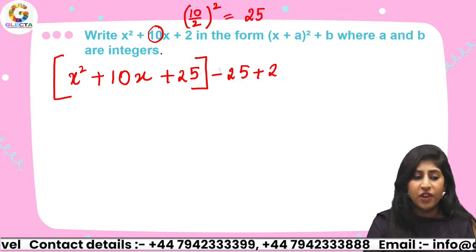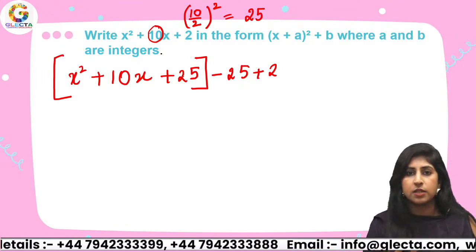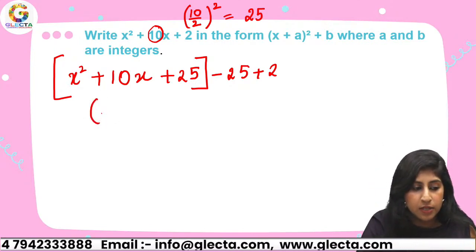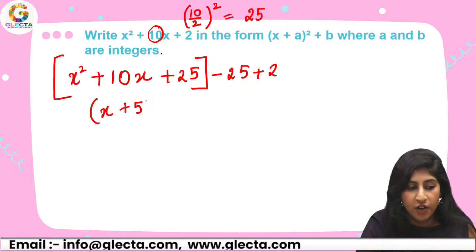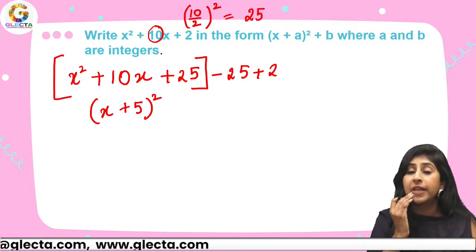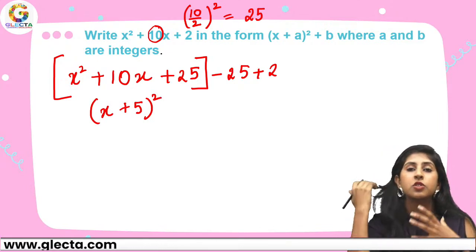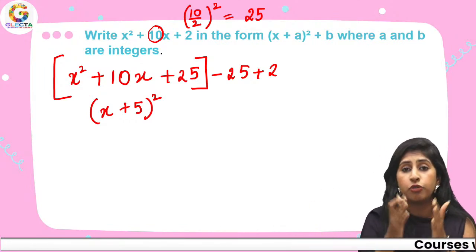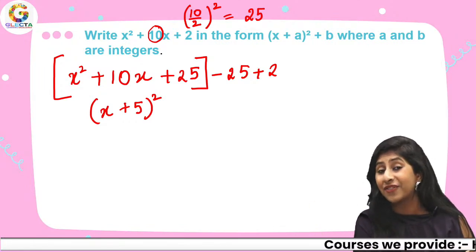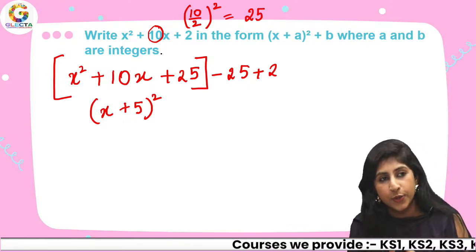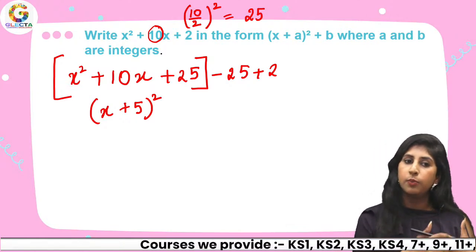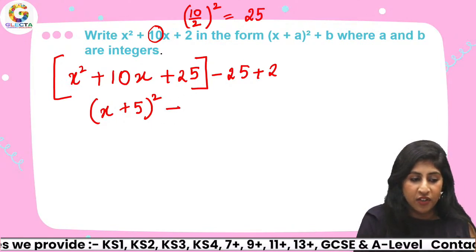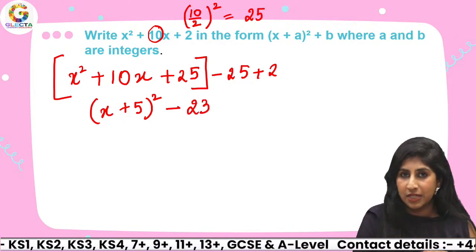25 is 5 square, isn't it? If you see the first bracket, it is nothing but (x plus 5) squared. How am I getting that? Because 10x can be written as 2 times 5 times x, and 25 is 5 square. And you know the identity that I told you in the last live class, (a plus b) whole square equals a square plus b square plus 2ab. So I'm going to write it minus 25 plus 2, that is negative 23.